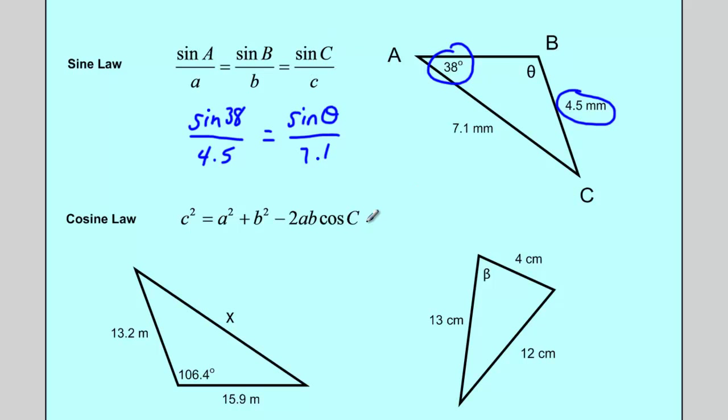In fact, anytime we use the sine law, we'll only be using two ratios at any given time. But see how I have three things given to me. I have an angle, I have a side, and I have a second side. And now I'm just looking for a missing angle.